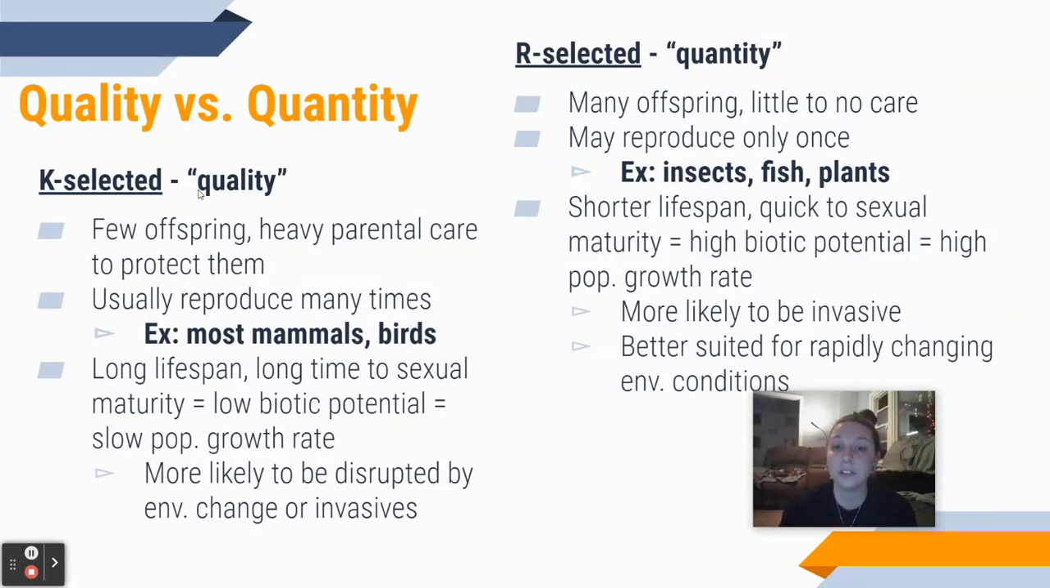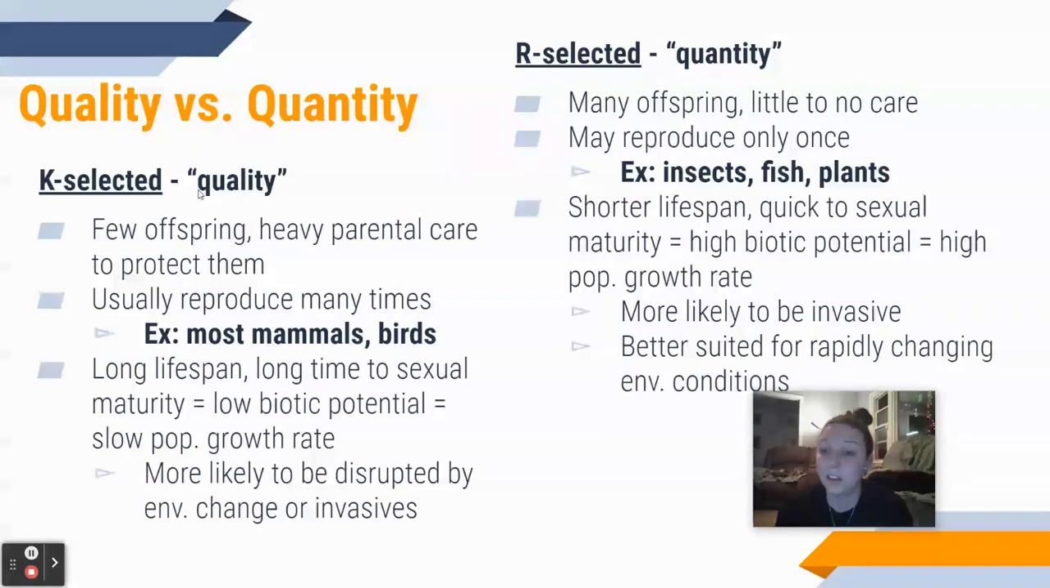They're going to reach their sexual maturity very quickly in life. So that means they're going to have very high biotic potential. They can produce a lot of offspring in their life since they reach sexual maturity so quickly, which means they're going to have very high population growth rates, which makes them more likely to be invasive since they can reproduce so quickly. They can have more and more and more of their offspring taking over that new environment. And they're also better suited for rapidly changing environmental conditions. So we can kind of look at K selected as being slow and steady.